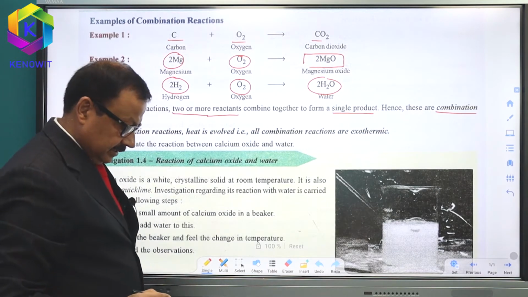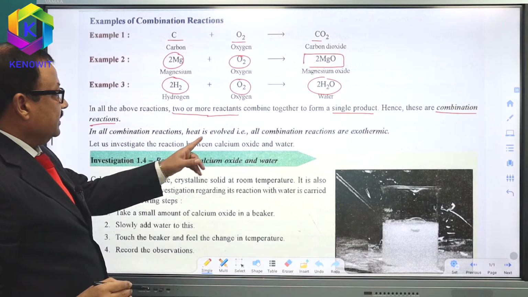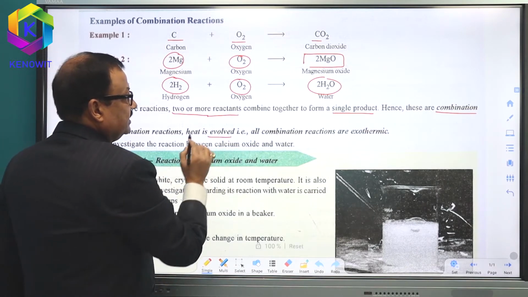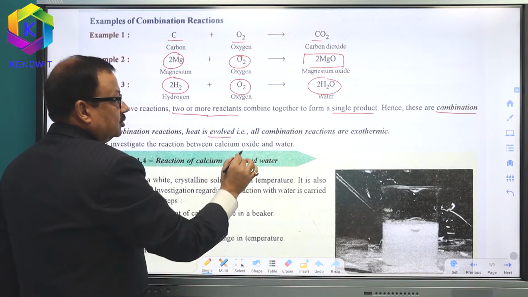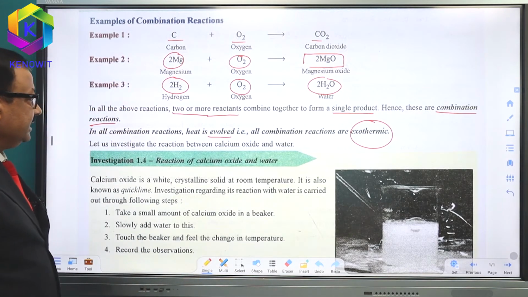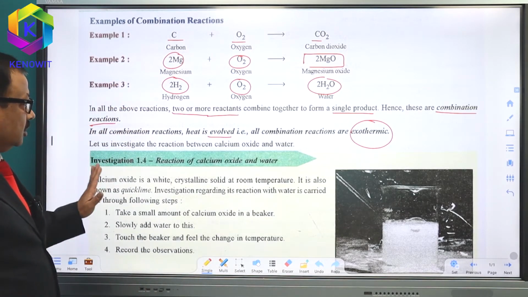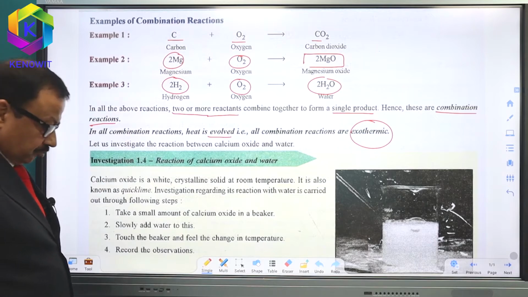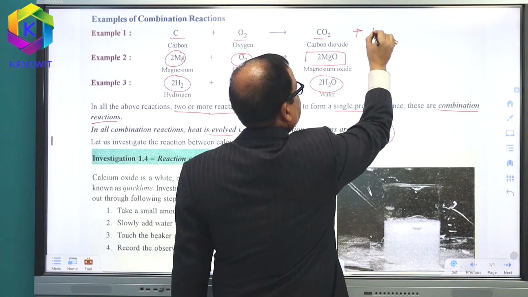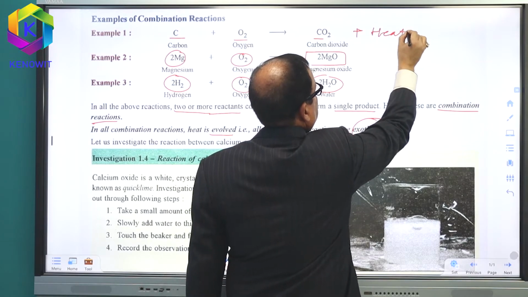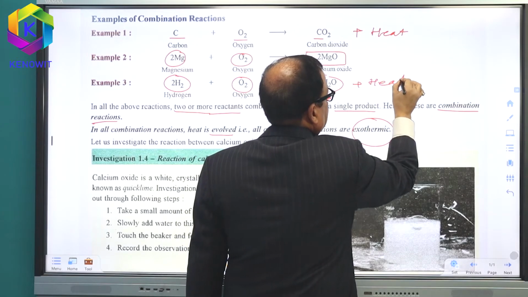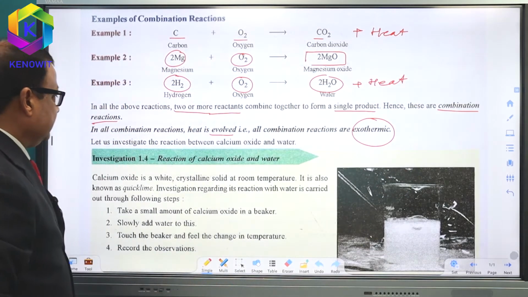In all combination reactions, heat is evolved, meaning the reaction is exothermic. So combination reactions are exothermic because heat energy is released. In a chemical reaction, plus heat, heat energy is released because reactions are exothermic.